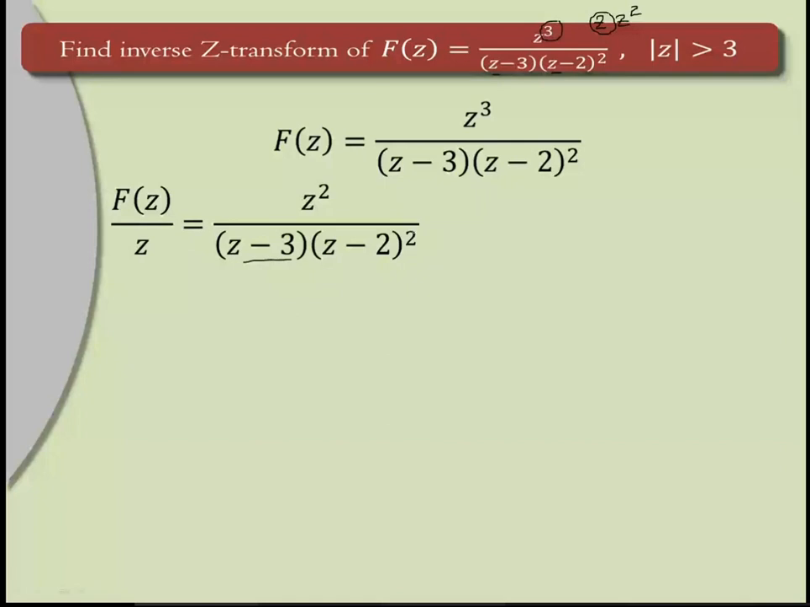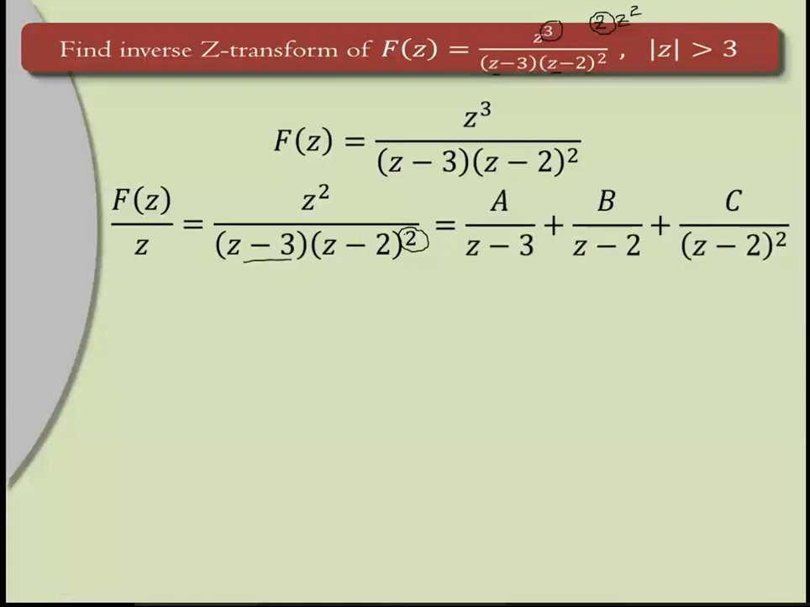Now this is repeated 2 times. So first of all, we take one constant upon z minus 2 single term plus some constant upon z minus 2 square. What is the partial fraction for this? It will be a upon z minus 3 plus b upon single term z minus 2 plus c upon z minus 1 square. Okay, so don't forget to take each power.